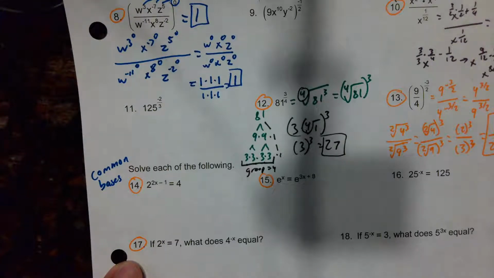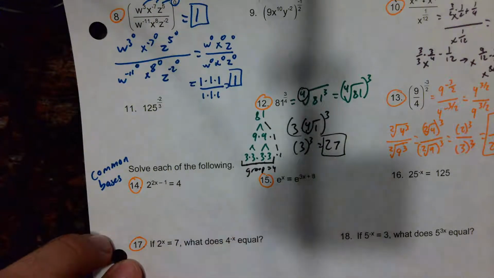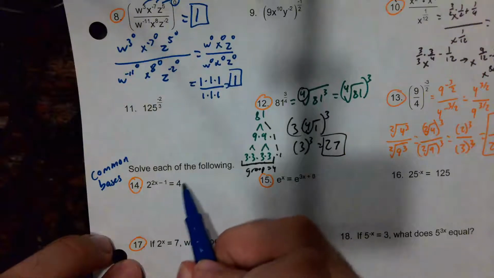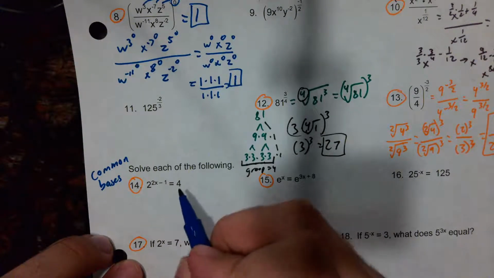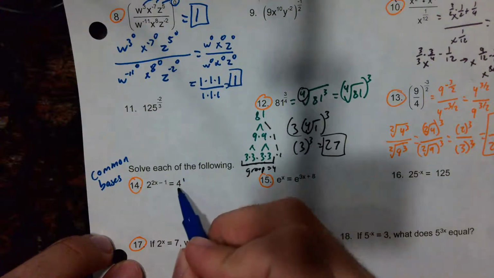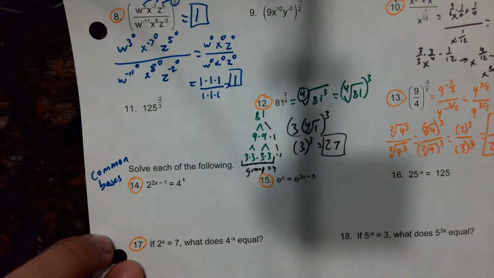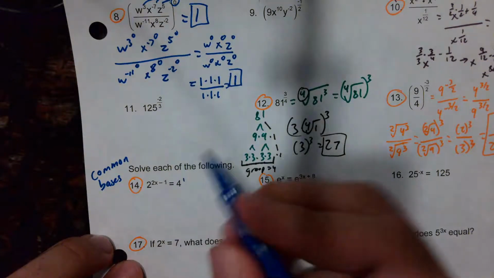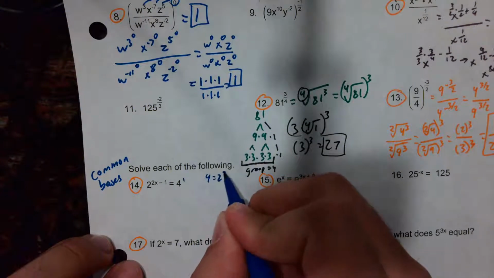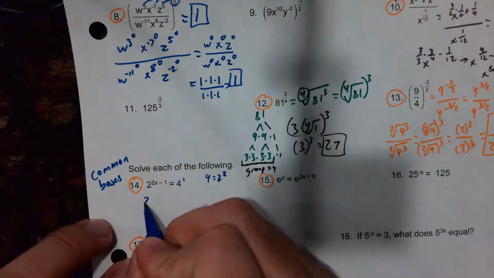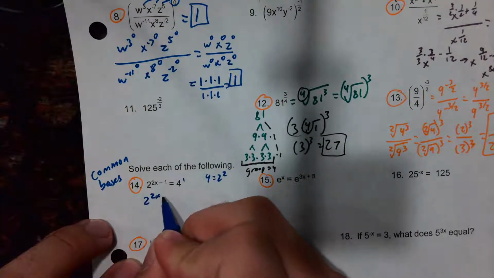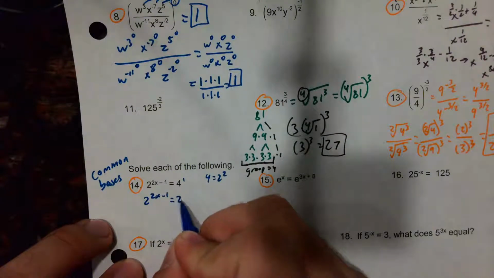Alright, so here I have 2 raised to some power equals 4. I need this to become a power of something. Right now it's just 4 to the first power. So the base is 4, base is 2. The easiest way to make 4 a base of 2 is note, hey, 4 equals 2 squared. So I'm just going to rewrite this as 2 to the 2x minus 1 equals 2 to the second.